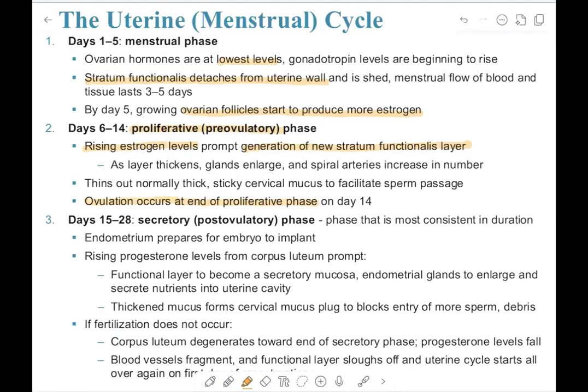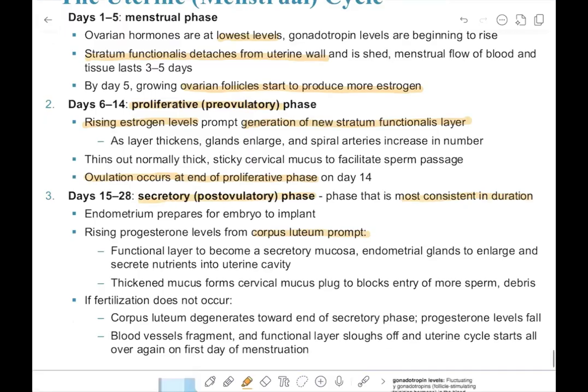The last stage of the uterine cycle is the secretory or post-ovulatory phase. This is the most consistent in duration. The days before ovulation are not as consistent as the luteal phase. Remember that the luteal phase does correspond to the secretory or post-ovulatory phase. The endometrium is preparing for possible implantation of an embryo.